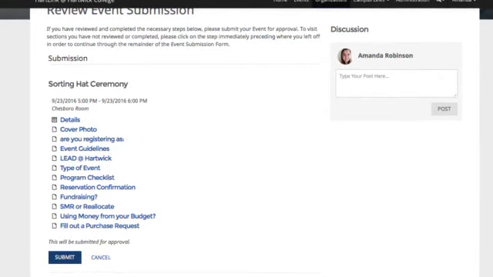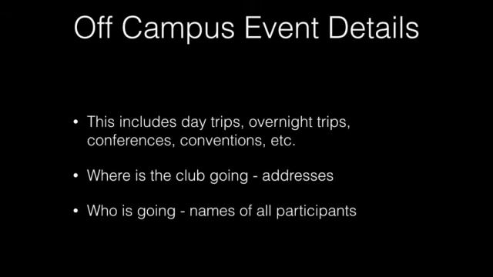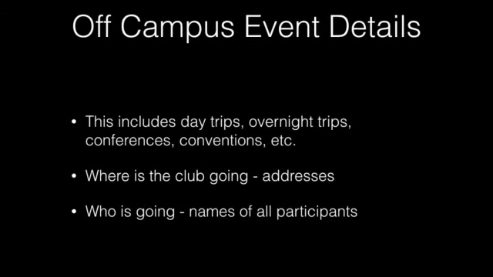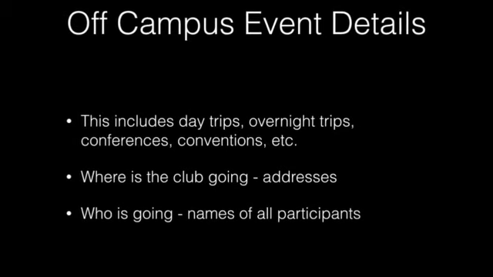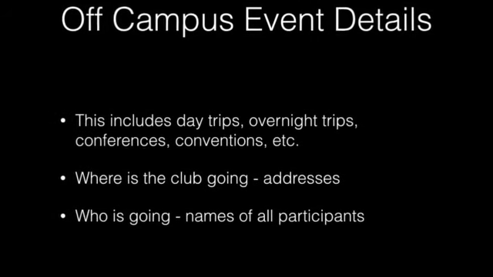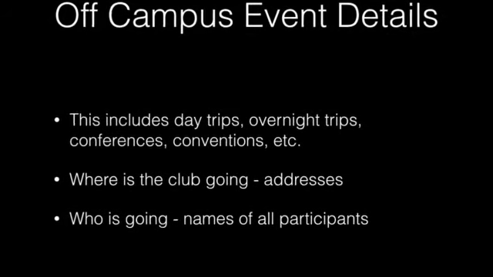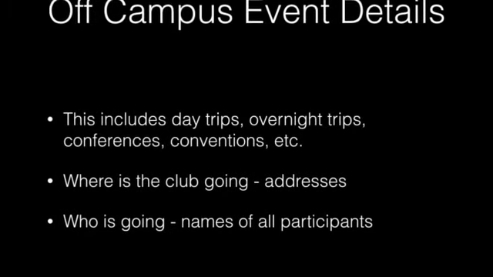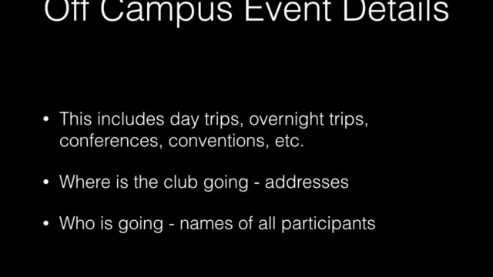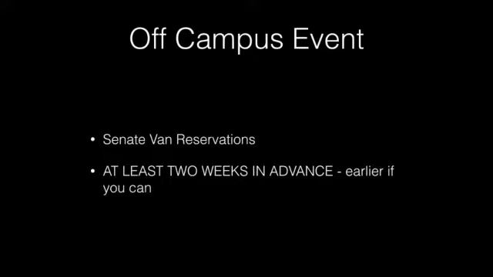Please note that the form was for an on-campus event. For off-campus events, you will be asked more specific questions about where the club is going and who is going on the trip. You need to have addresses and names of all event attendees when filling out this form. This form is also how you would reserve Senate vans. So, the sooner you fill out the form, the greater the likelihood that you will be able to reserve this in advance and get cheaper hotel prices.